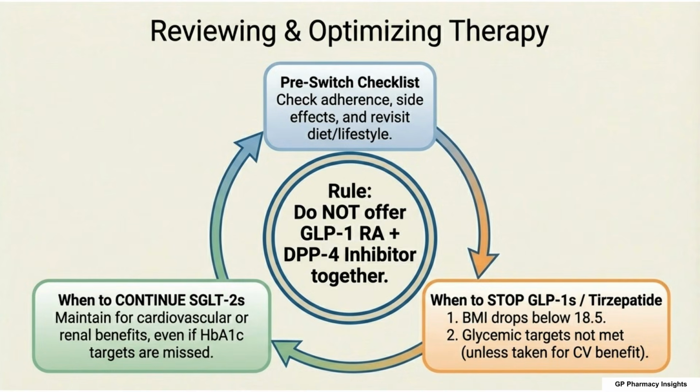Reviewing and optimizing therapy involves a pre-switch checklist and specific rules. Do not offer GLP-1RA and DPP4 inhibitor together. Continue SGLT2s for cardiovascular and renal benefits, even if HbA1c targets are missed.